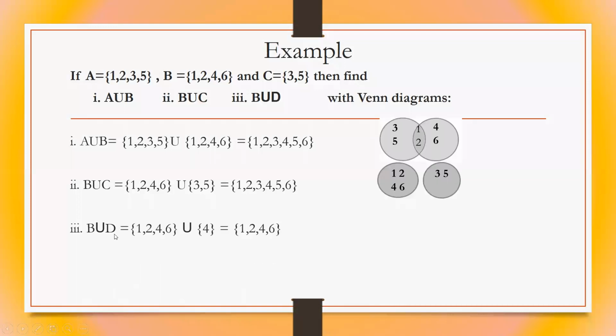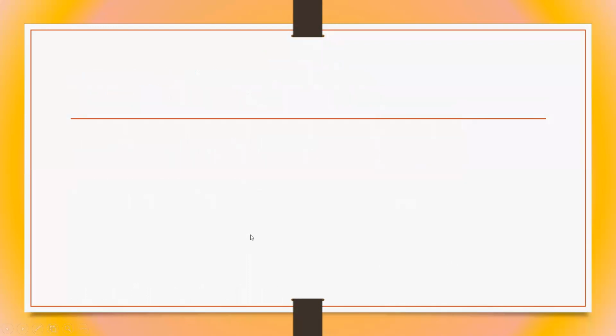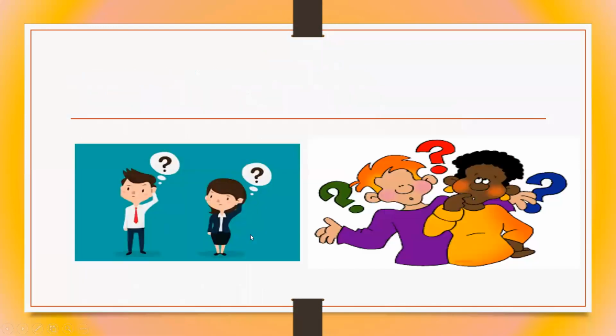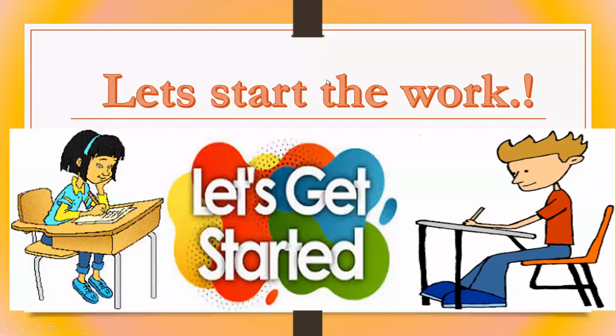Okay, now B union D. It's when one set is a subset of the other, so we have to draw the diagram like this. Clear, everybody? Clear, everybody? Let's start the classwork.